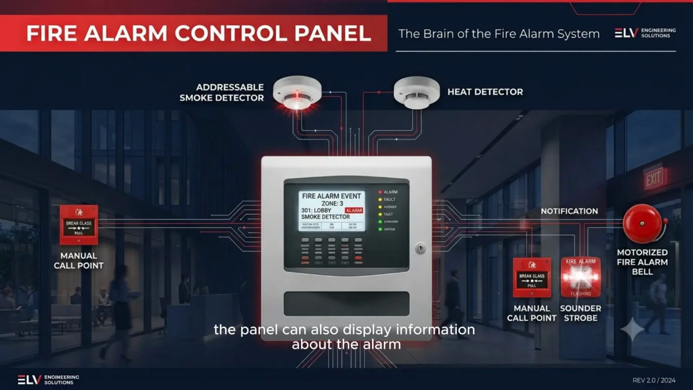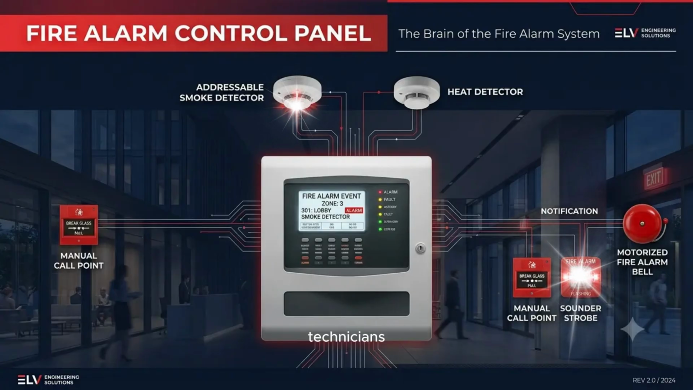The panel can also display information about the alarm location. For example, it may display fire alarm, first floor, room 101. This information helps security personnel, technicians, and firefighters identify where the alarm originated.